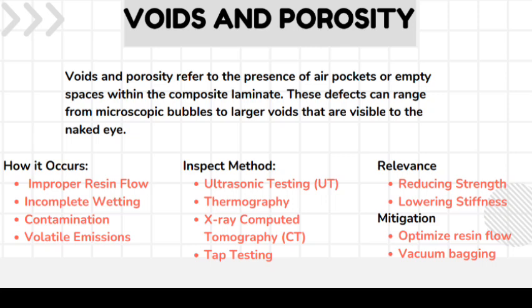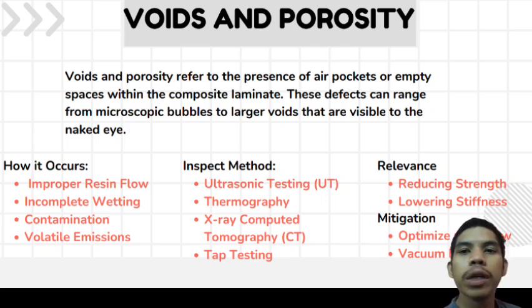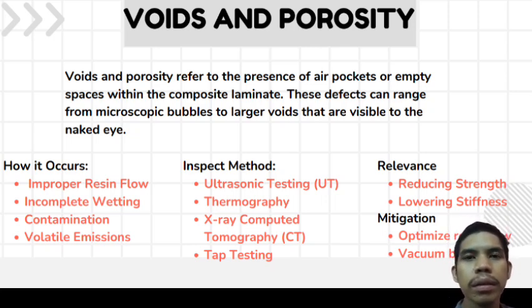So the mitigation strategies are to optimize resin flow, ensuring proper resin flow and distribution during the manufacturing process. Vacuum bagging: using vacuum pressure to remove air and excess resin, ensuring better compaction and fewer voids.